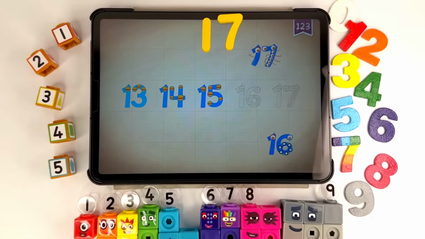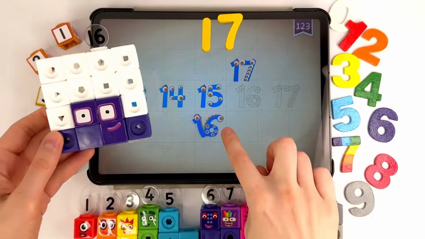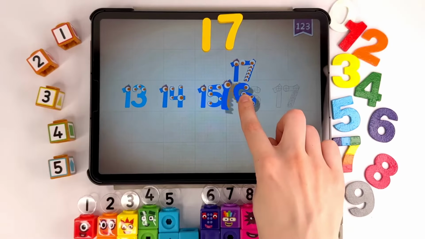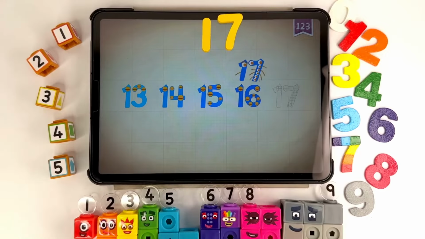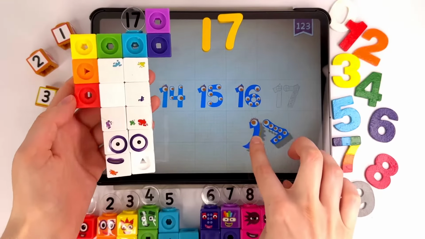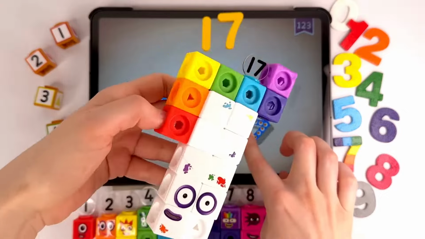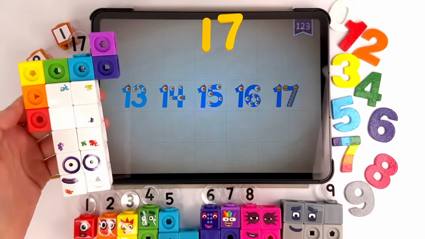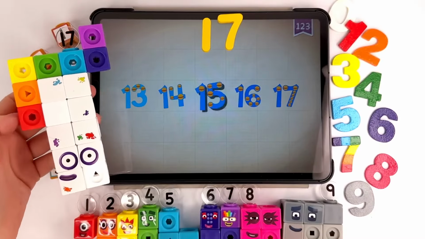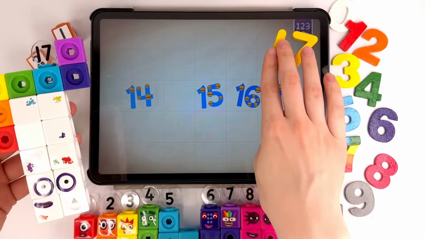Fourteen. 15. Next number, 16. And 17. 13, 14, 15, 16, 17.